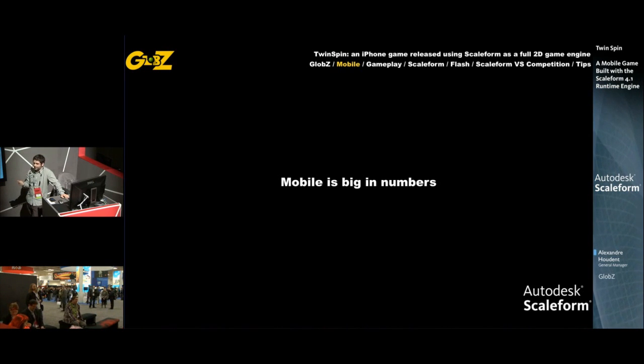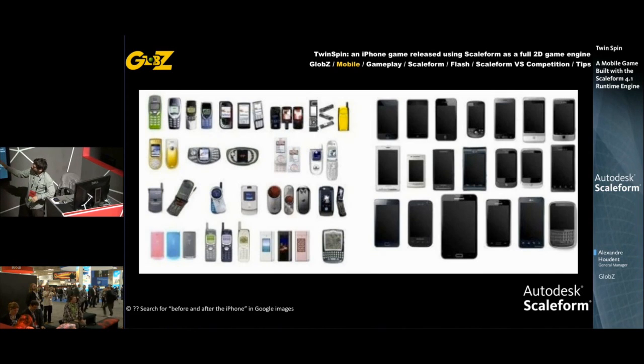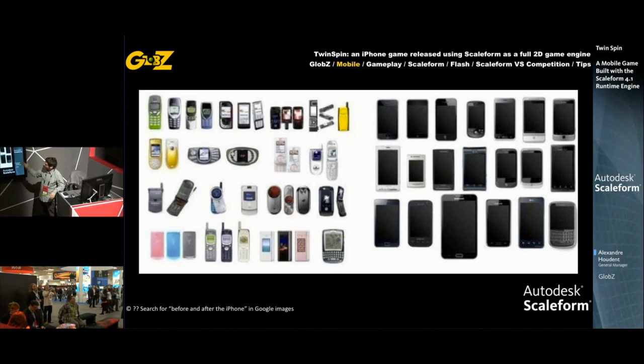So mobile is big in numbers. It's fragmented. I like this image. The quality is not really good. It comes from Google. If you type before and after the iPhone in Google Images, you get this. That's interesting because you see the fragmentation. Before, you had a lot of different devices, with the keypad round, or some with keys on the sides. And now, after the iPhone, everything is touch-based, but you see a lot of different screen sizes.